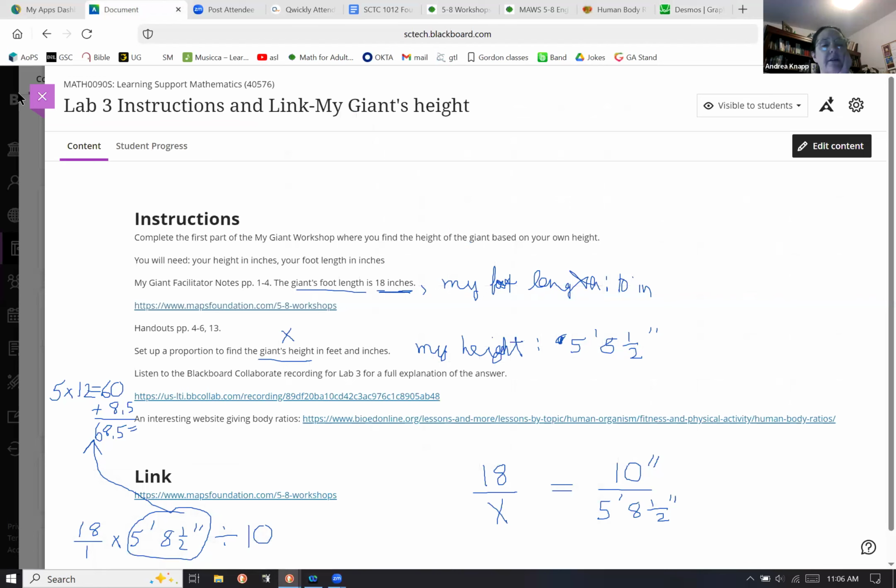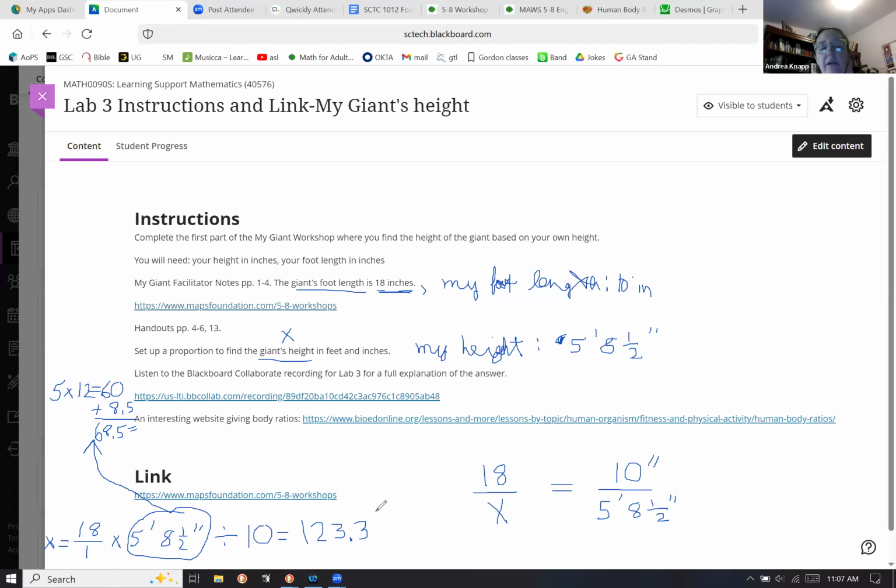So we end up with 123.3. And that is equal to our letter X. What did X stand for? Well, X stood for the giant's height. The 68.5 inches was my height, but we have just solved and calculated the giant's height.